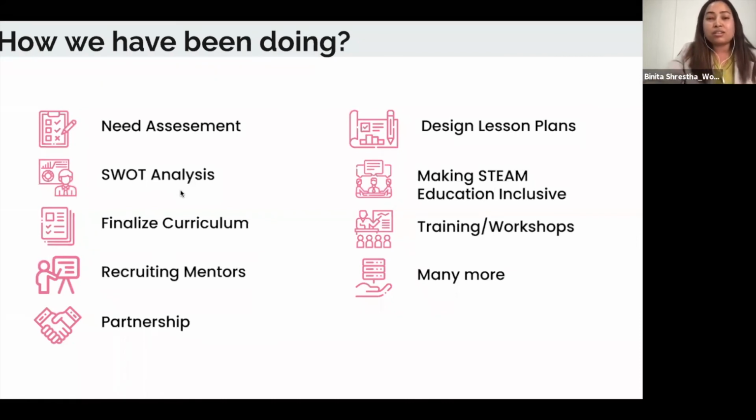So the beauty of STEM is that even if you are not into the purely technology or STEM fields, you can always use it in different areas of your interest and your passion.